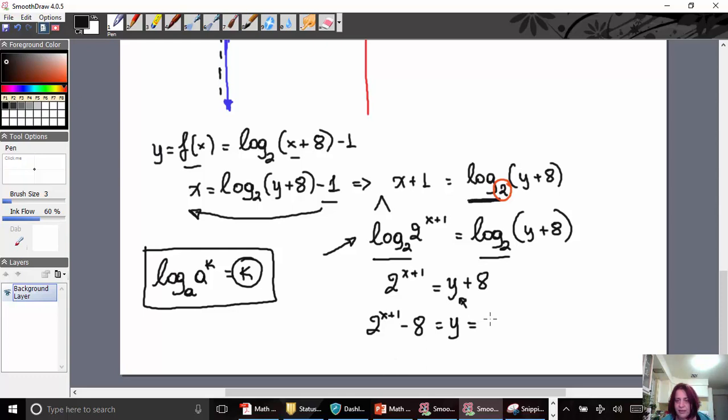And what is the y? The y is nothing else than f to the -1 of x, the inverse of my function. So the inverse of the logarithmic function log of y plus 8 with base 2, minus 1, is equal to 2 to the x plus 1 minus 8.